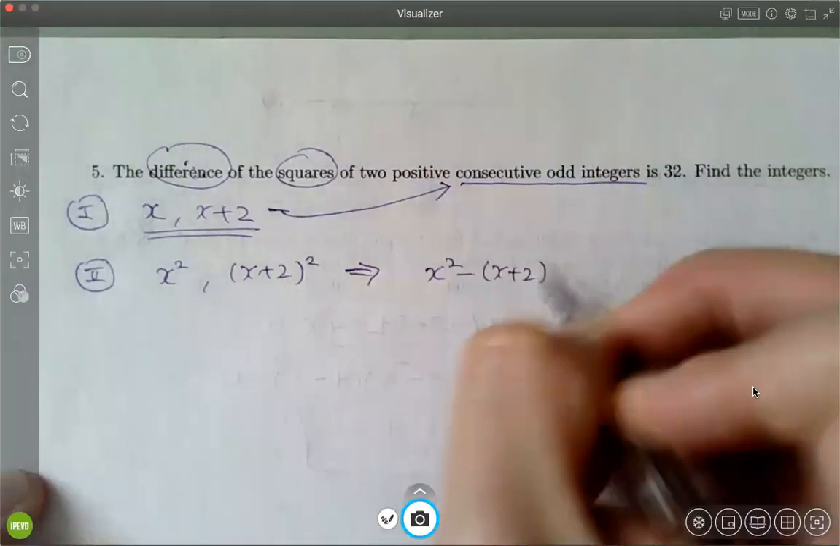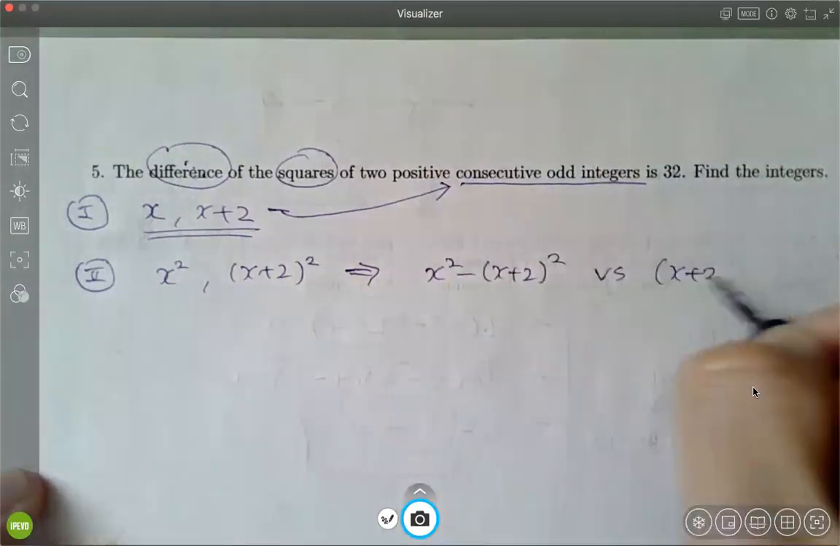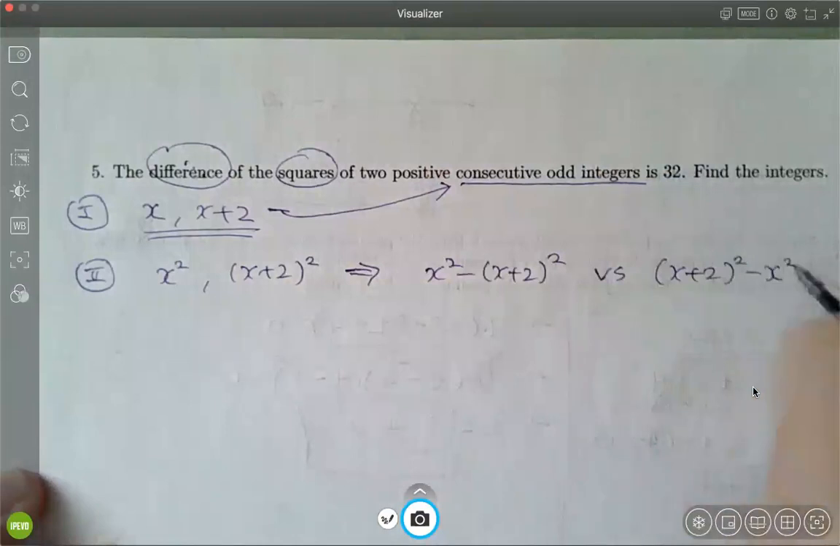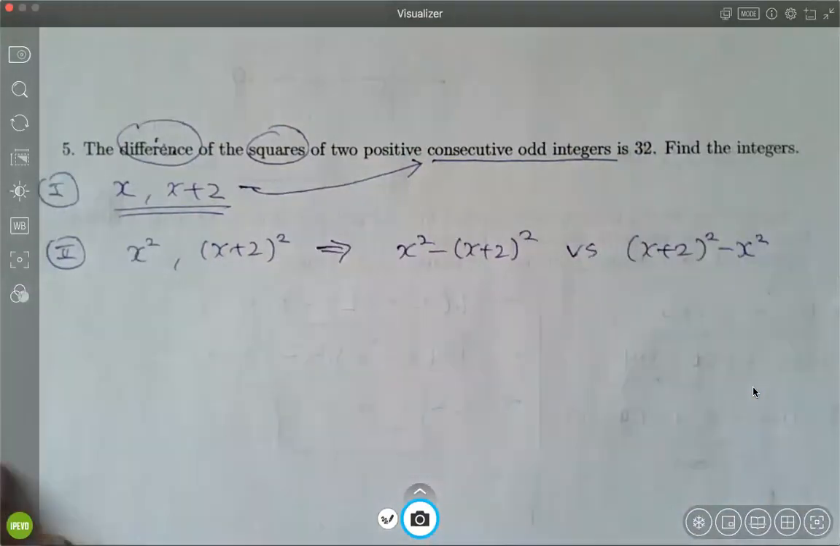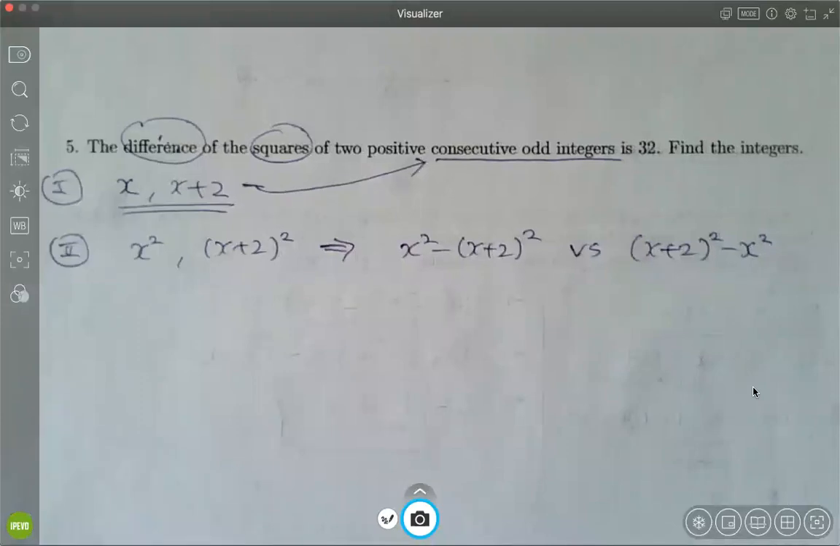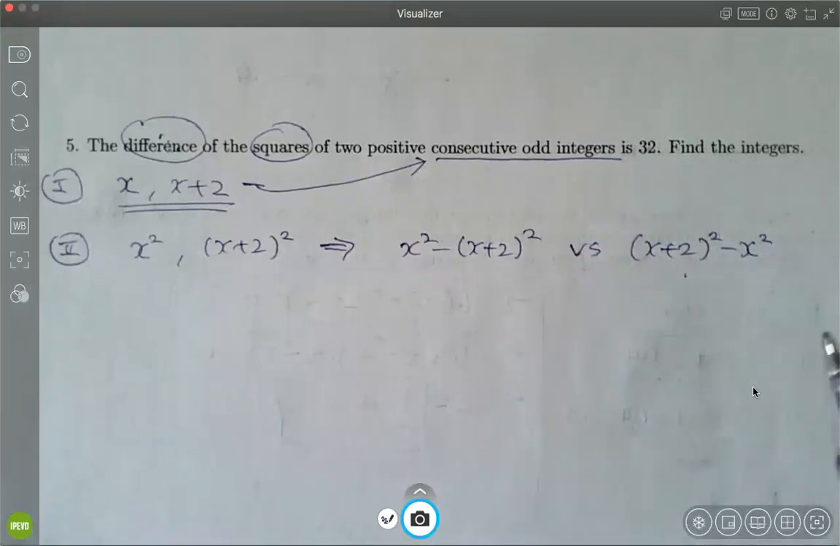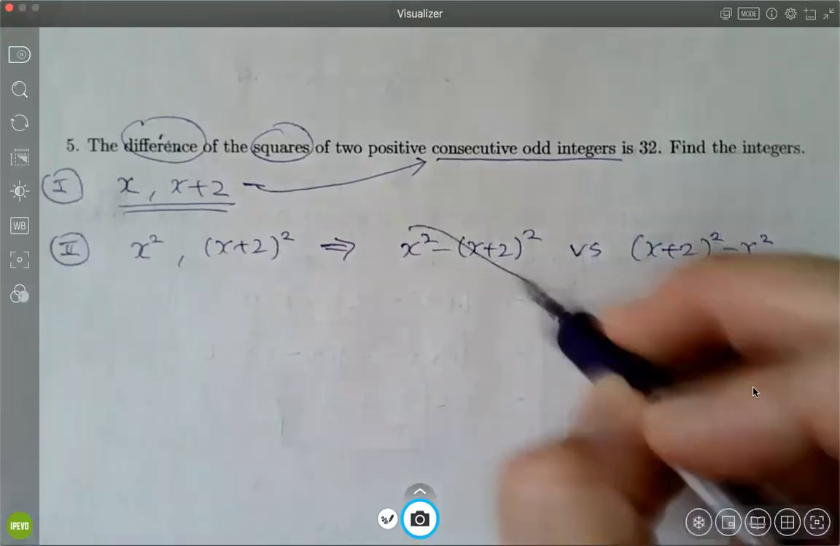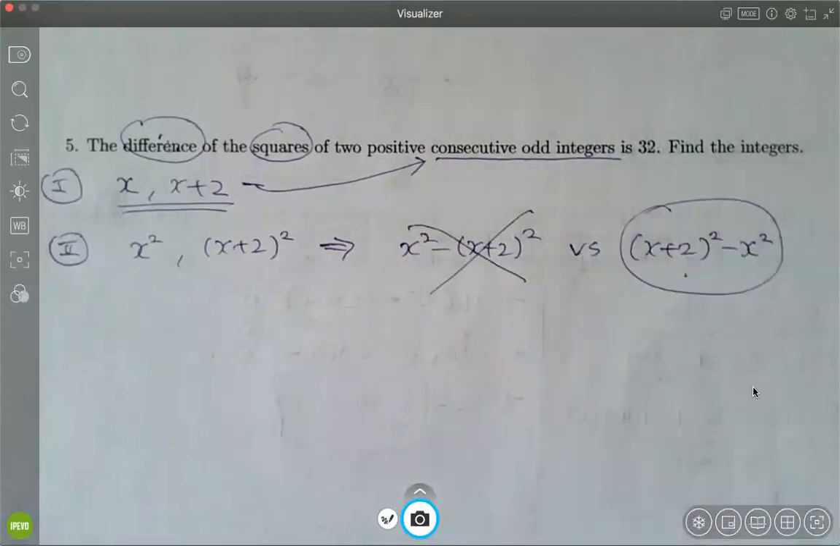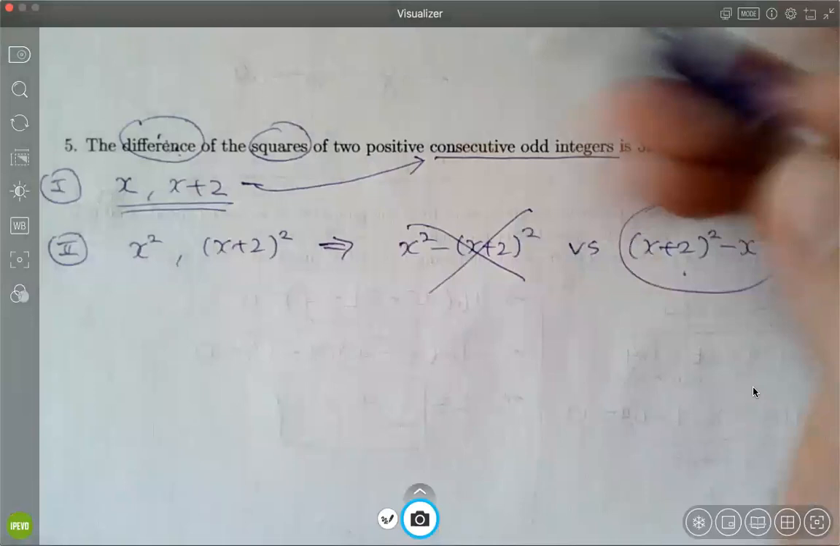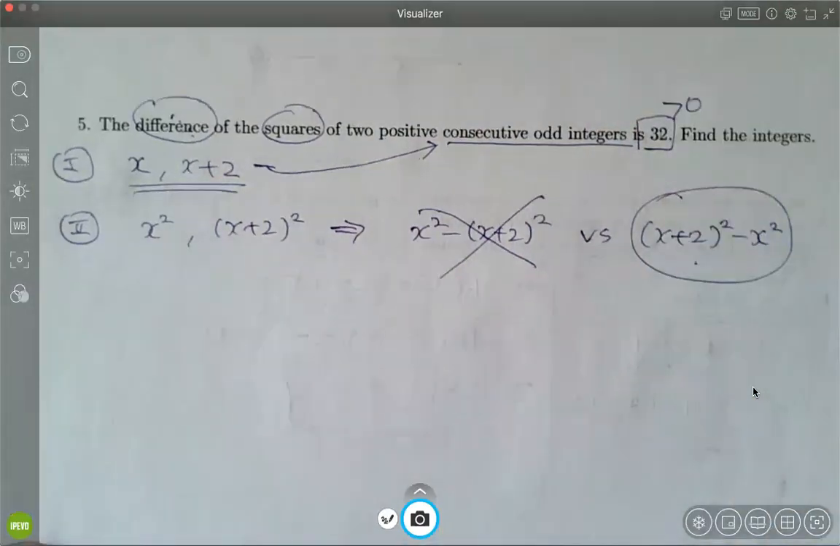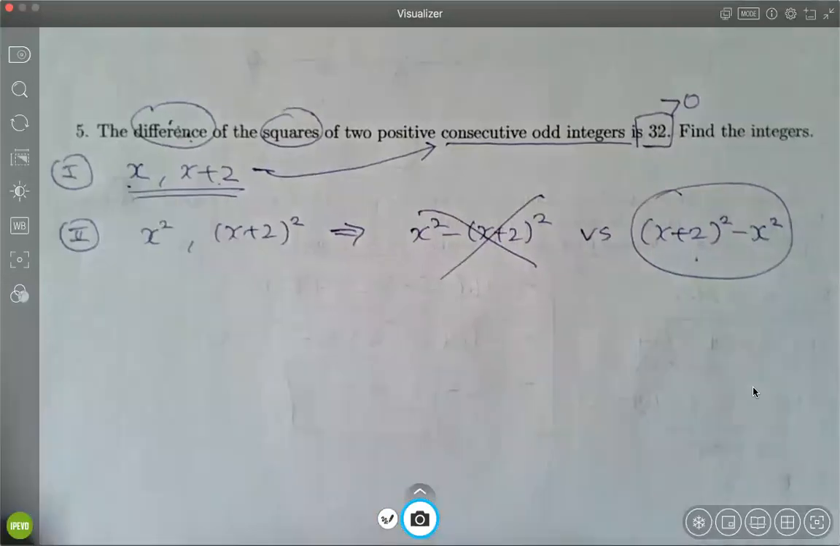Now for subtraction, we can go one of these 2 ways. Which one is it? So don't say it doesn't matter. It does matter. Which difference do we take? Option 2, because otherwise you'd have a negative answer. Does everyone see that? Why? Because it says the difference is 32, which is positive, right? And between x and x plus 2, which one is bigger? This one is bigger, right?